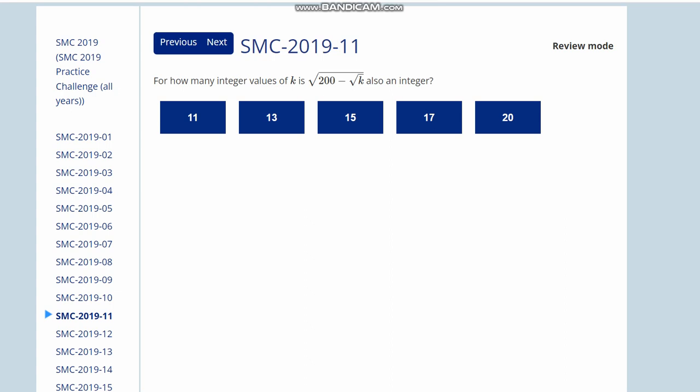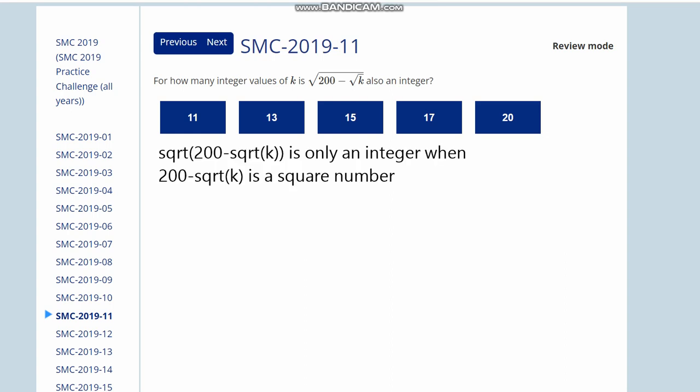This question will ask to find how many integer values of k is the square root of 200 minus the square root of k also an integer. It should be noted that this value here is only an integer when the contents of the square root, 200 minus the square root of k, is a square number.